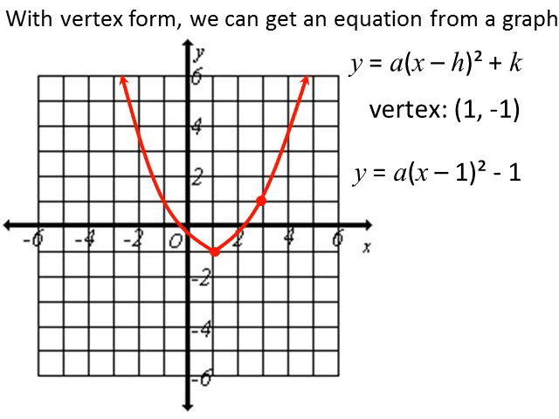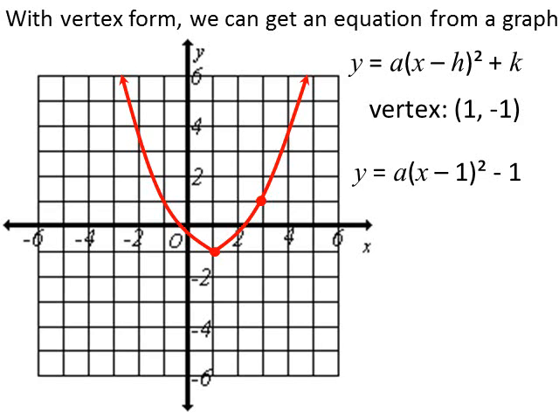That gives me y equals a times x minus 1. Remember, opposite sign for the h, squared, and then minus 1. The k does not get opposite signs. Minus 1 is minus 1. So in order to have this fully completed, I need to know what a is, because there are lots of parabolas that could have that same vertex, but they could be different widths. And that's what the a tells me, how wide this thing is.